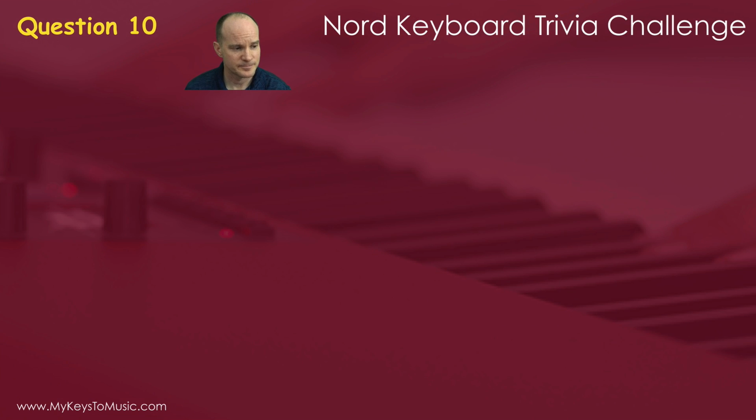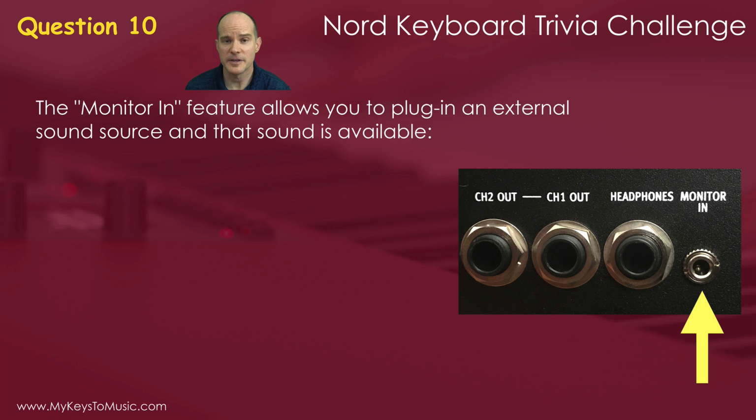Question number 10. The Monitor In feature, also pictured here, allows you to plug in an external sound source, and when you do that, that sound is then available only through outputs channel 1 and 2, or left and right. And the reason I broke that out is because on the Stage 3, for example, they're known as channel 1 out and channel 2 out, which you see pictured here. Left and right is what you'd see on the Nord Electro 6.